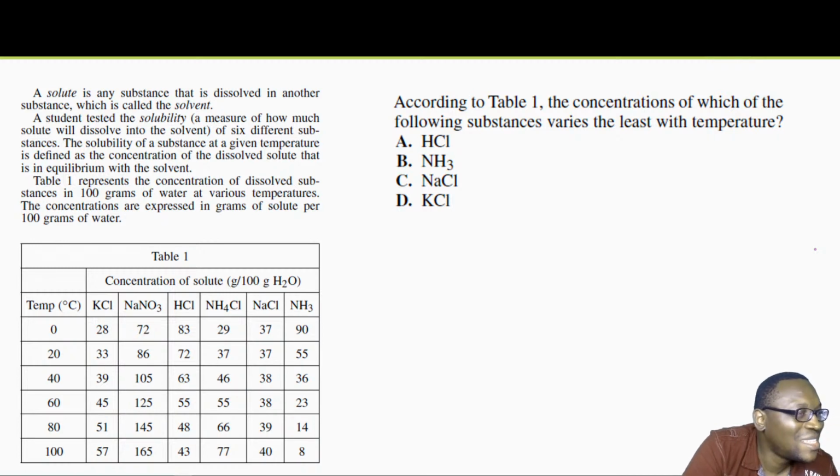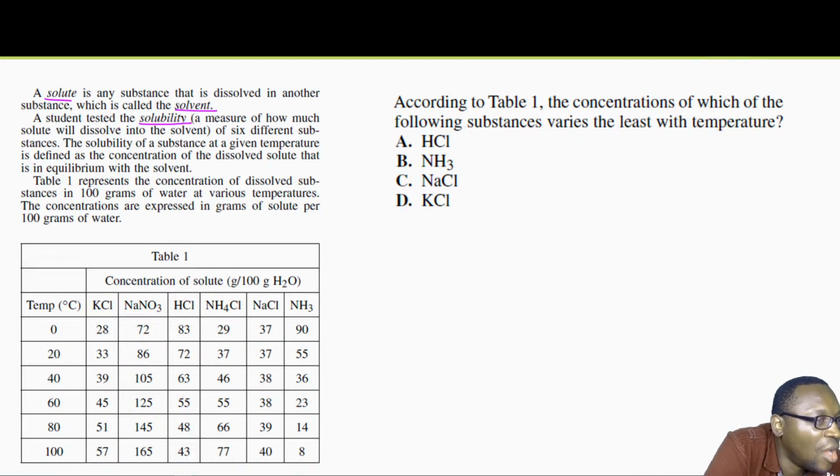So a solute is any substance that is dissolved in another substance, which is called a solvent. So these are important things to note. A student tested the solubility, which is the measure of how much solute will dissolve into a solvent, another important word there, of 6 different substances.